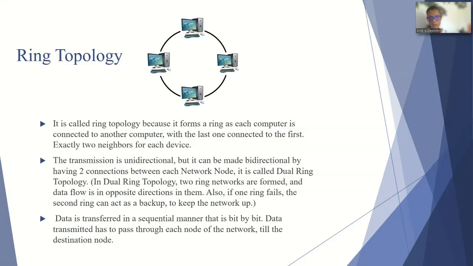In dual ring topology, two ring networks are formed and data flows in opposite directions in them. Data is transferred in a sequential manner, that is, bit by bit. Data transmitted has to pass through each node of the network until it reaches its destination node.